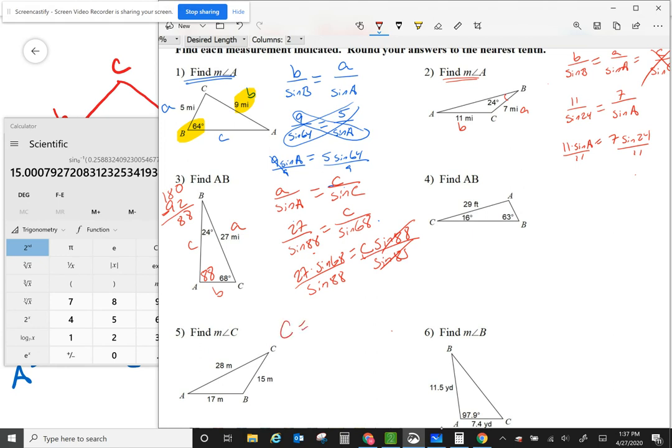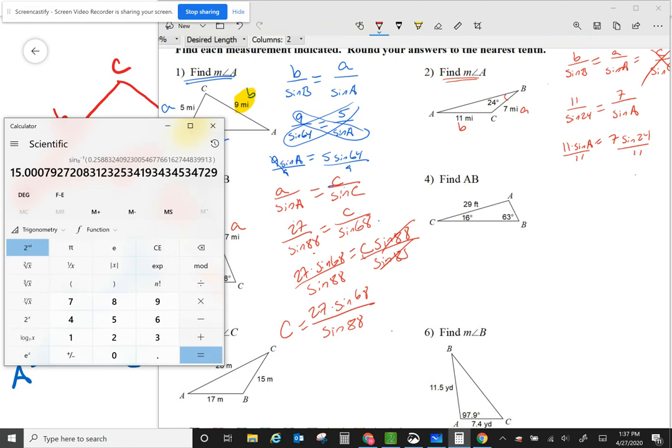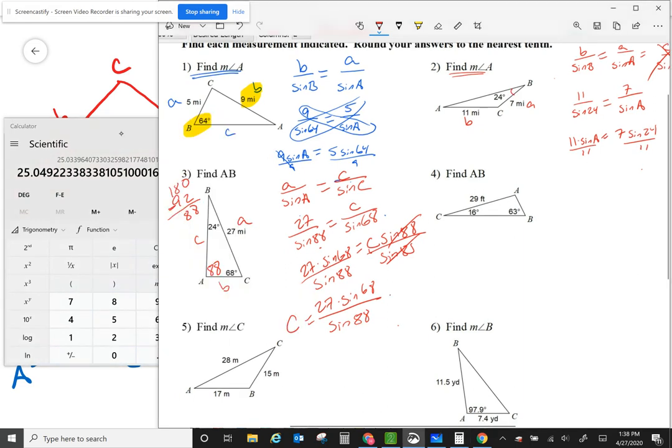And I get that C is going to be 27 times sine of 68 divided by sine of 88. Let me figure what that is. 27 times sine of 68, I'll press equal. It just tells me what the top part of my fraction is. Divided by sine of 88. Press enter again. So it tells me 25.04, which I'm just going to round out as 25.